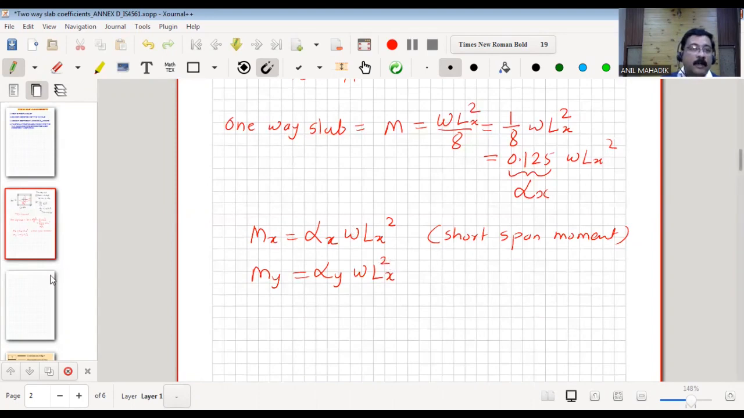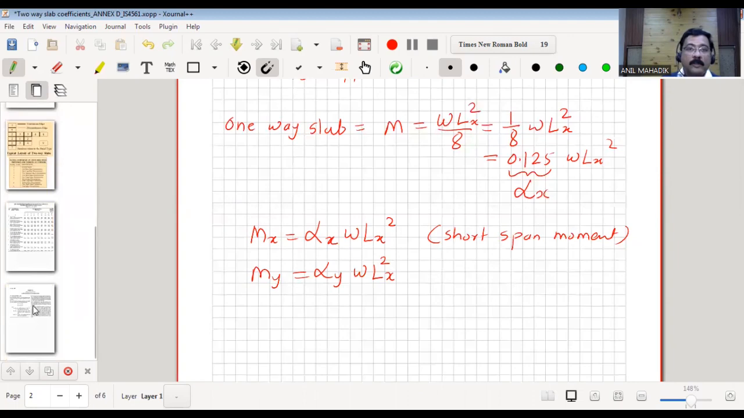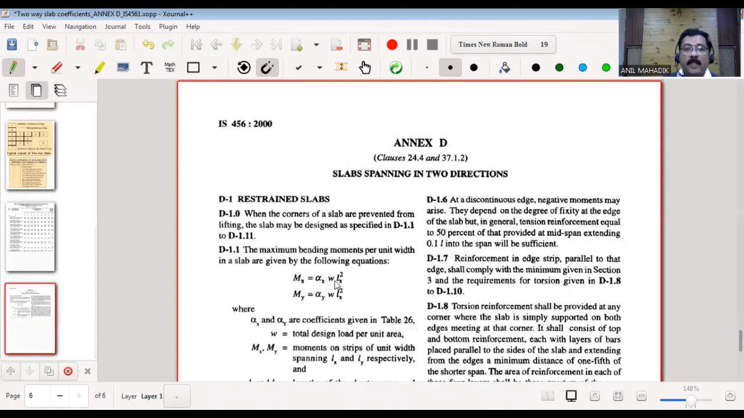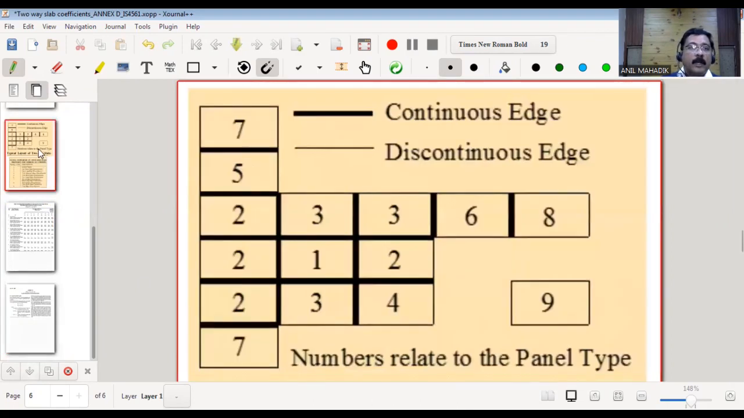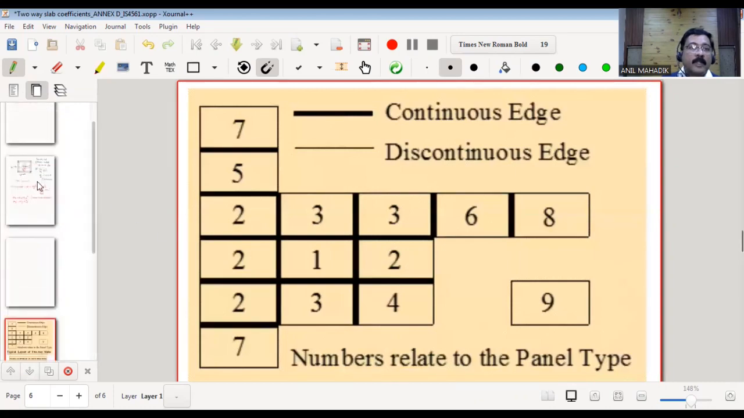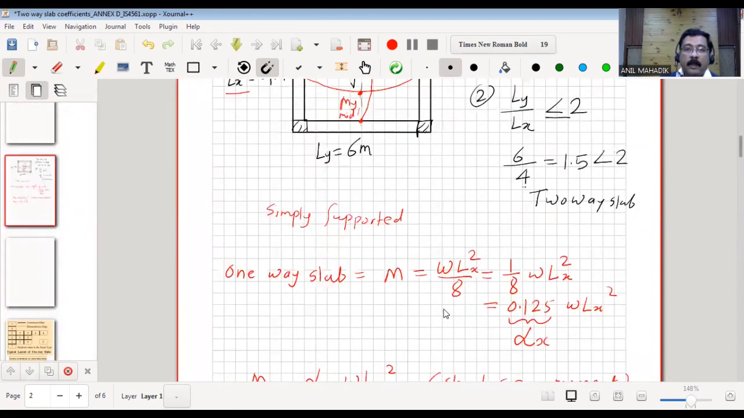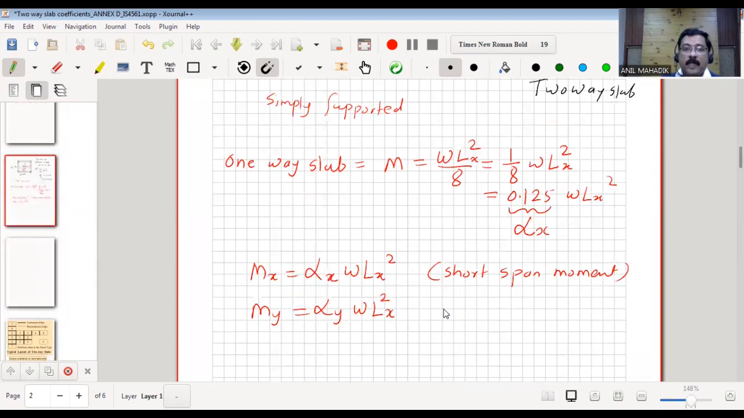You can see here, I will show you the IS code clause. Okay, so this is your IS code. Mx is alpha x W Lx square. My is alpha y W Lx square. Lx is the shorter span. Okay. Now again, we will see this. So Lx is the shorter span, keep in mind. But this my is the long span moment.